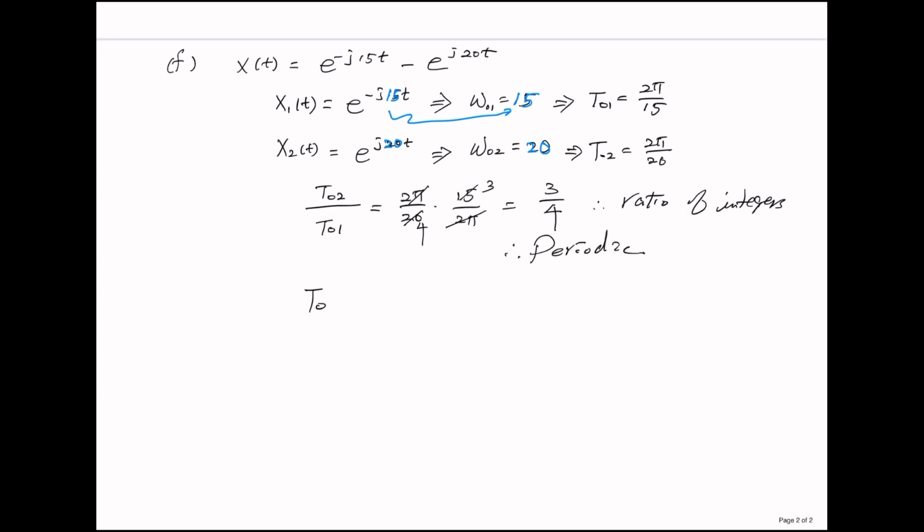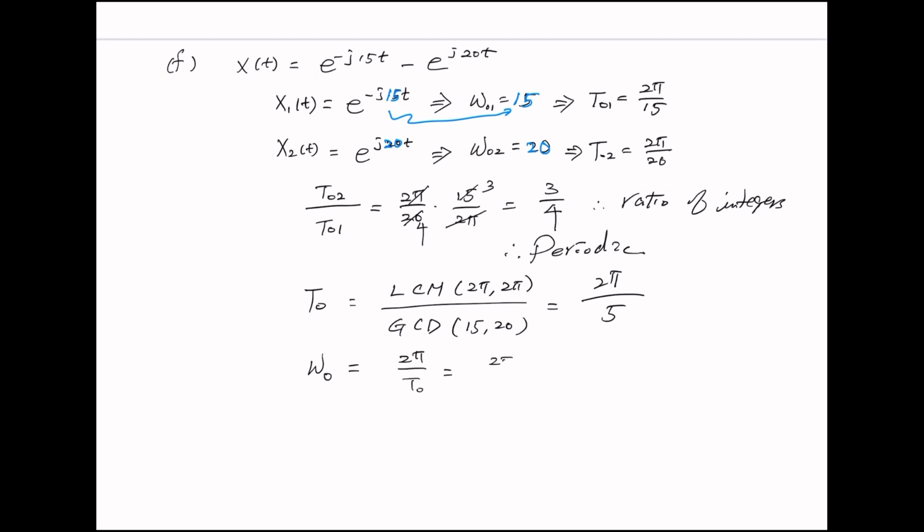The fundamental period of the combined signal should be the LCM of 2 pi over the GCD of 15 and 20. LCM, least common multiple, of 2 pi is obviously 2 pi, but the greatest common divisor this time is 5. And the fundamental frequency omega naught is 2 pi over T naught, 2 pi times 1 over T naught, 5 over 2 pi, which is 5 radians per second.